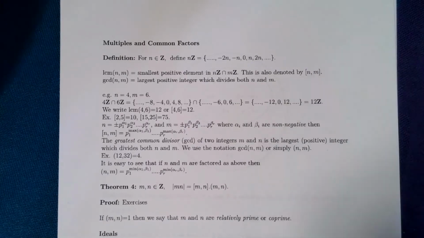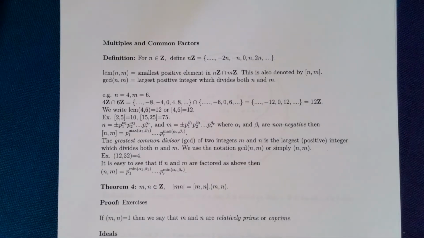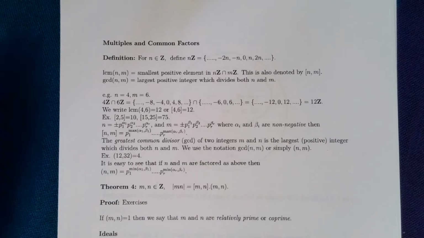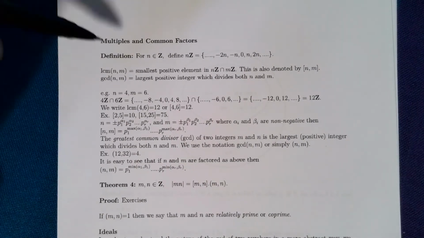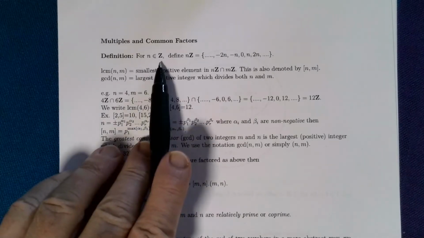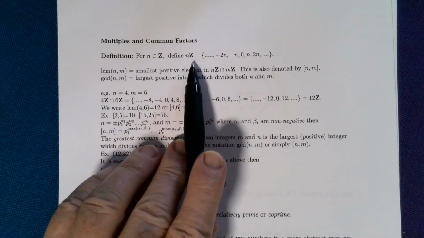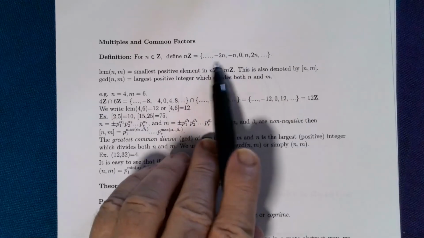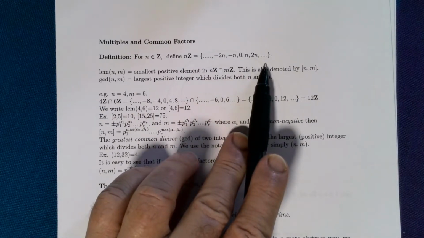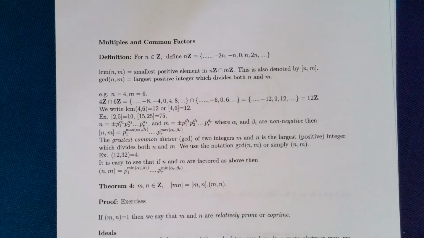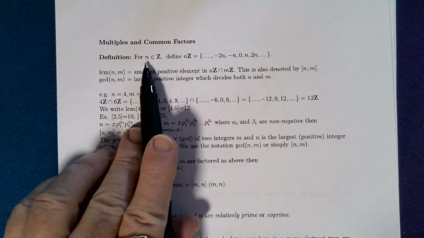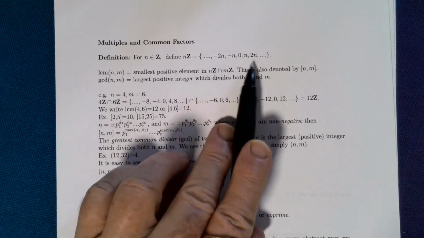So we're up to the idea of multiples and common factors, which is a basic idea that you've seen back in high school, but we're going to try and look at this in a slightly more abstract way. So we take any integer and we're going to define nZ to be this set of multiples of that integer. Now, of course, n could be 0, in which case this is just a single element 0, but for any non-zero element this is going to give us the multiples of this.